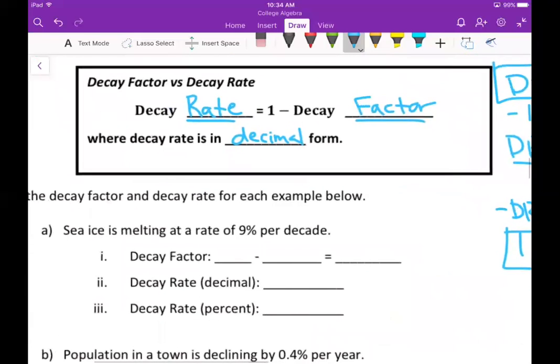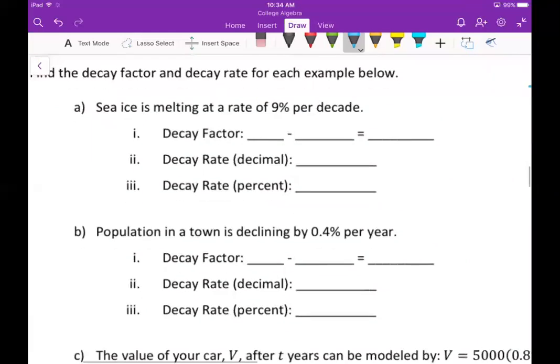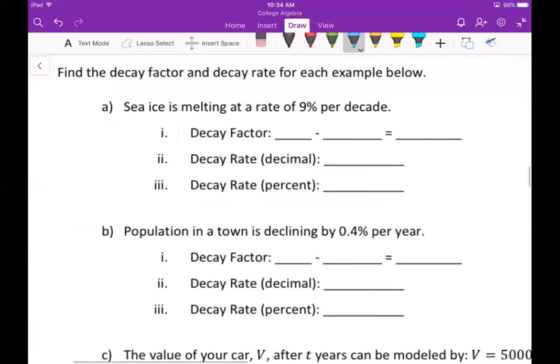All right, so let's do some examples here to sort through what's going on. If we find the decay factor or the decay rate, which one are we given in A? It says sea ice is melting at a rate of 9% per decade. We see the percentage sign, so we know that we have the decay rate. So the decay rate is 9%, always thinking about that as a decimal, that's 0.09.